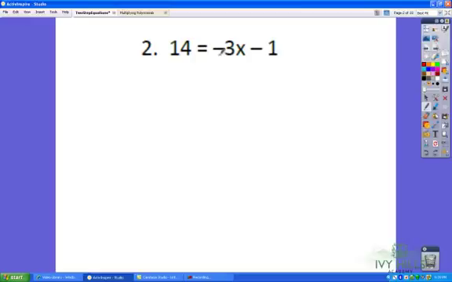Number 2, notice that the x is on the right hand side of the equation this time. My first step will be to add 1 to both sides. Rewrite the equation so that 14 plus 1 is 15. That will equal negative 3x. Now I will want to undo the multiplication between negative 3 and x, so I will divide both sides by negative 3. And that will give me x equals negative 5.